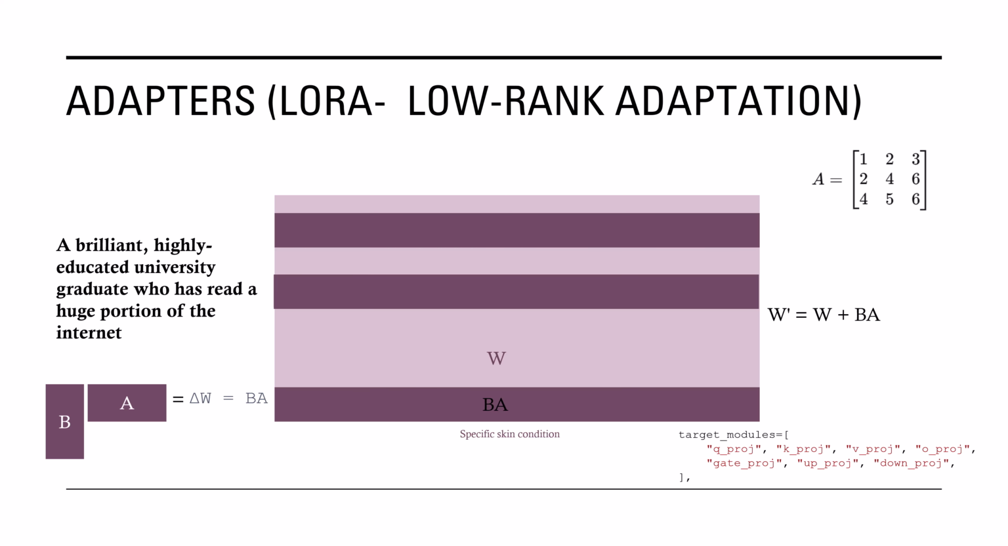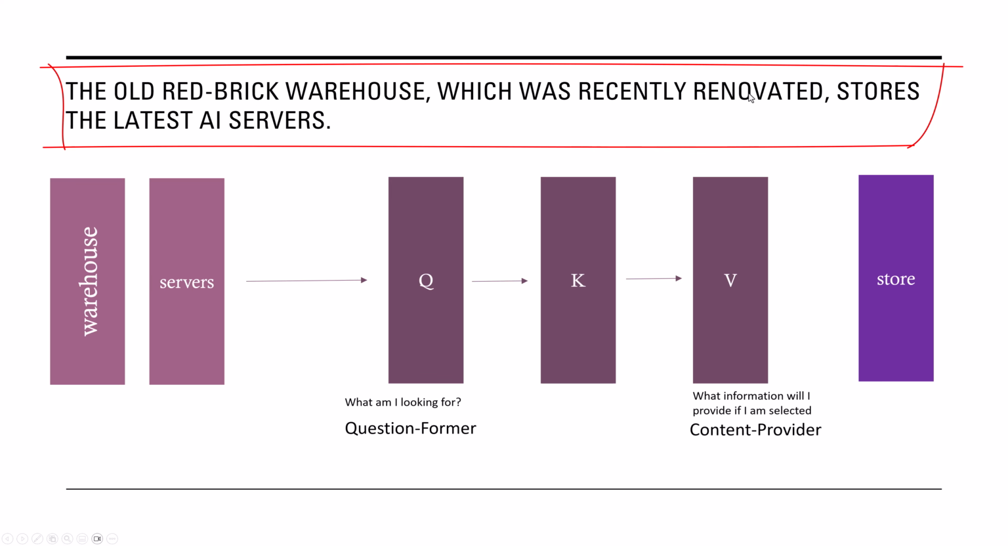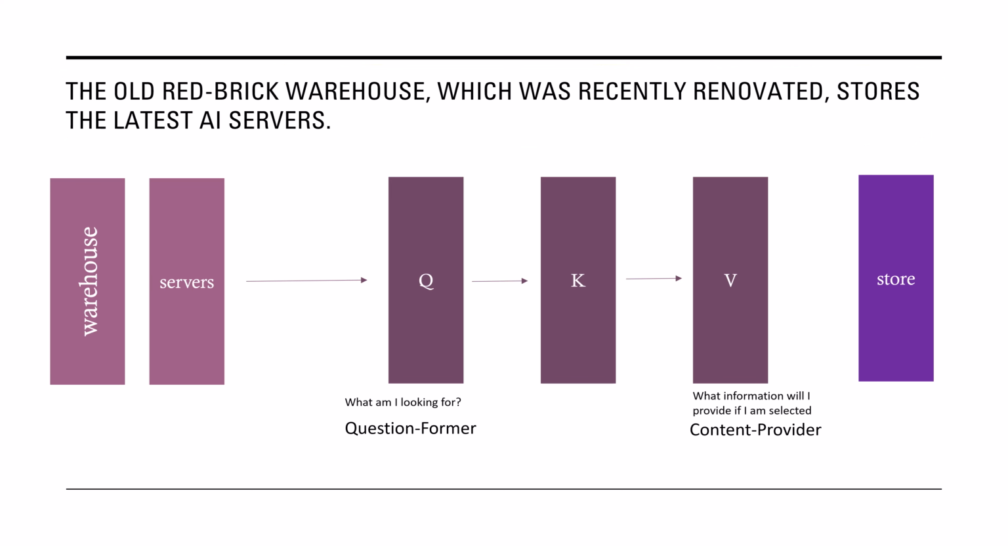So now let's understand what this Q, K, and V is. Suppose I have this sentence: the old red brick warehouse, which was recently renovated, stores the latest AI servers. Now this is the sentence we are giving to the LLM. So here you can see the query layer. It keeps basically those questions: what am I looking for? Imagine it is a question former layer where it forms the questions.